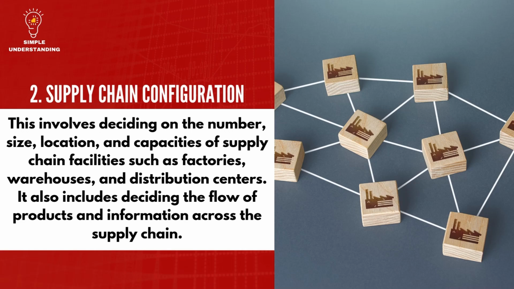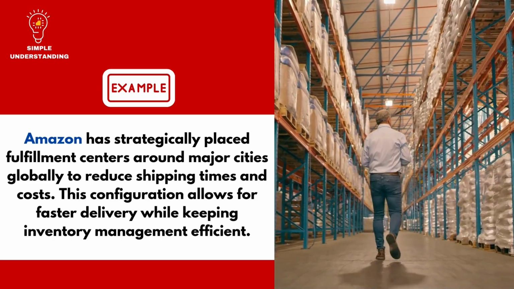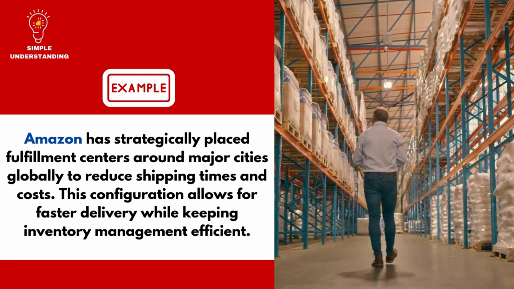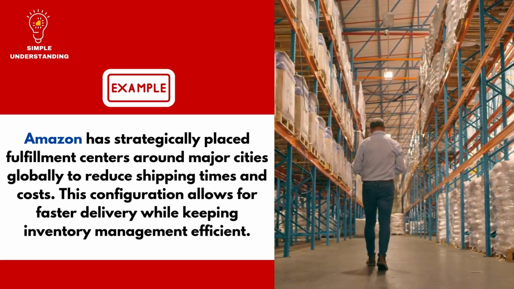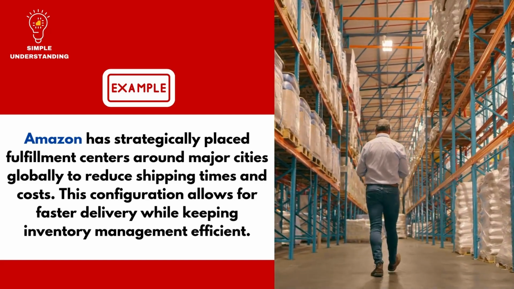2. Supply chain configuration. Explanation. This involves deciding on the number, size, location, and capacities of supply chain facilities such as factories, warehouses, and distribution centers. It also includes deciding the flow of products and information across the supply chain. Example: Amazon has strategically placed fulfillment centers around major cities globally to reduce shipping times and costs. This configuration allows for faster delivery while keeping inventory management efficient.